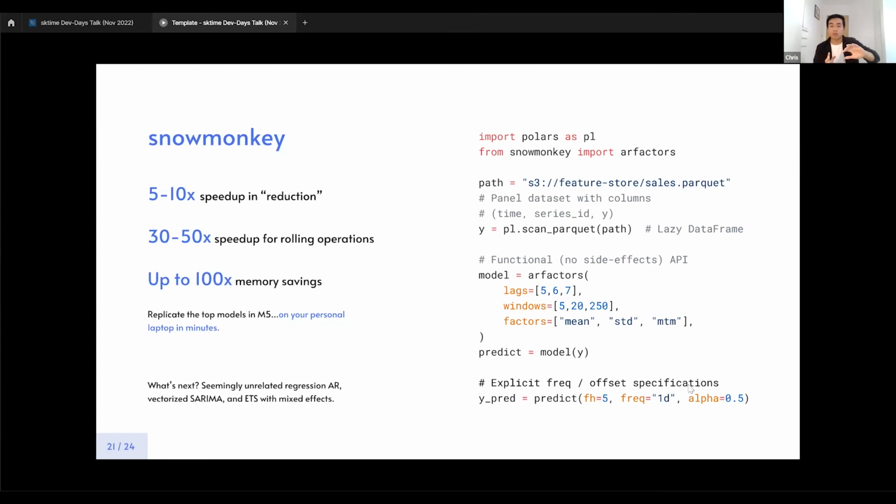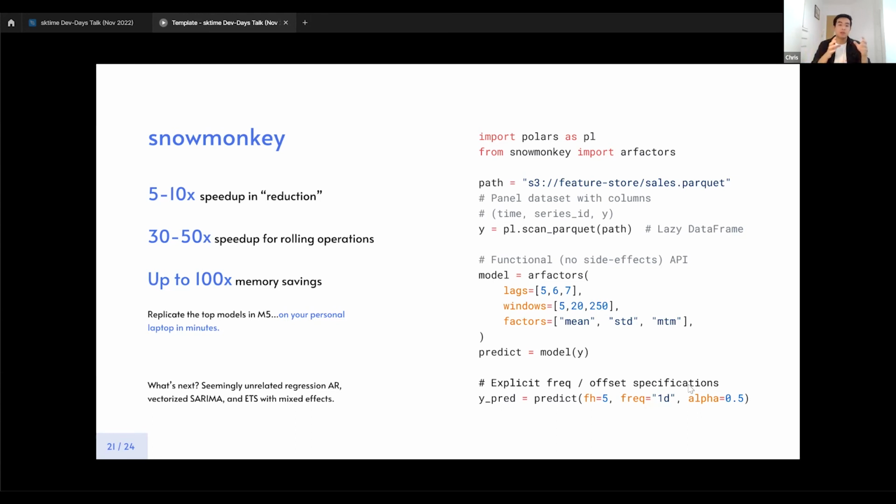It optimizes all at once, so that when we create the feature engineering side for polars for global ML forecasting, it's done in an extremely fast way, and we see up to 5 to 10 times speed up in the AR structure, and in particular around 30 to 50 times speed up for the rolling operations. But I think most importantly is the memory savings, right? Because polars is lazily executed, it doesn't need to do a lot of redundant operations.